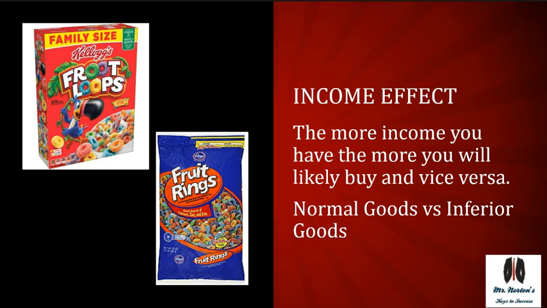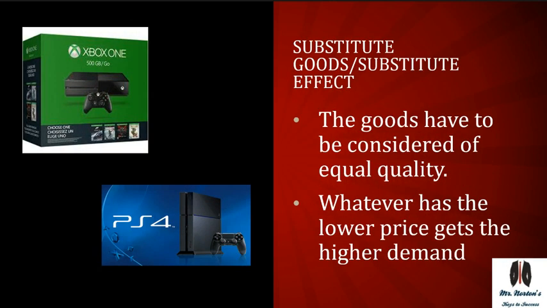So the next one we're going to talk about is substitute goods. Now, the thing you need to keep in mind for substitute goods is that they have to be considered of equal quality. That's why I have 2 very similar video game systems here. I know some of you will say that one is better than the other, but arguably they're pretty much the same. So if you were to go to a store and you saw 2 things that were basically the same, which one would you buy if one was a lower price? Chances are, unless you had some sort of brand loyalty, you would choose the lower priced one.